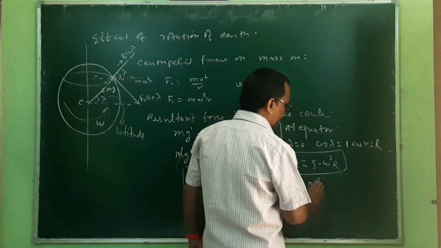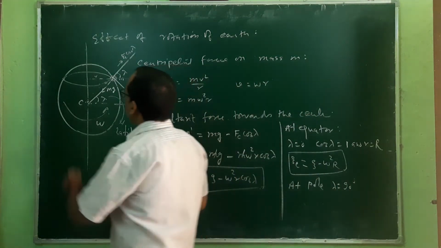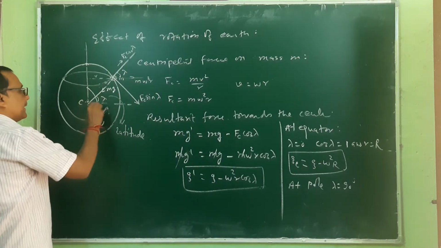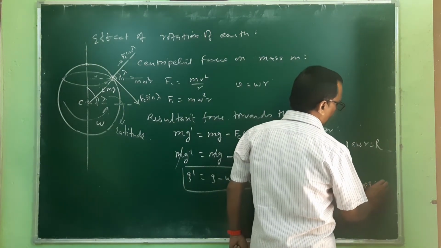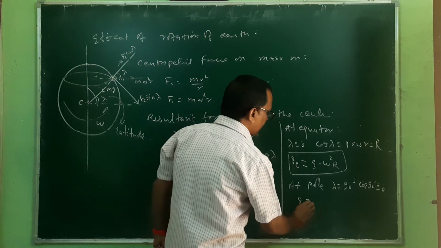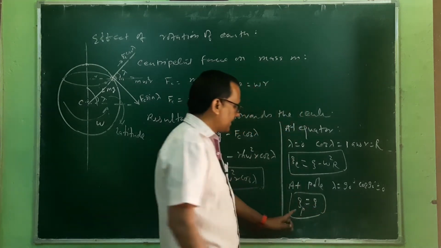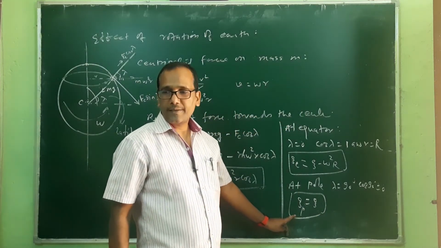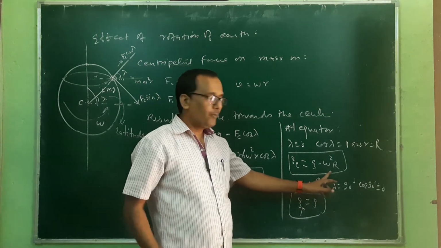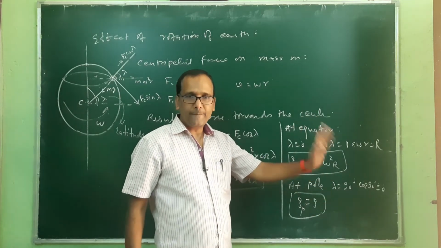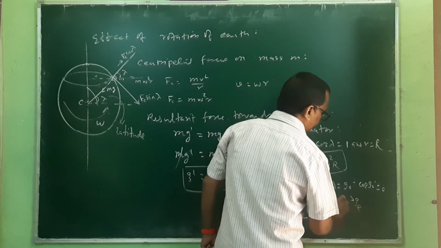At the pole, lambda is equivalent to 90 degrees, so cos 90 is equivalent to 0. So by using this, g prime is equivalent to Gp, which is equal to g. So here we can say that at the pole, the acceleration due to gravity is greater compared to the equator, because this term will be effective. Omega is equivalent to 2 pi by T, and we can calculate this. So again we can say that Gp is greater than Ge.